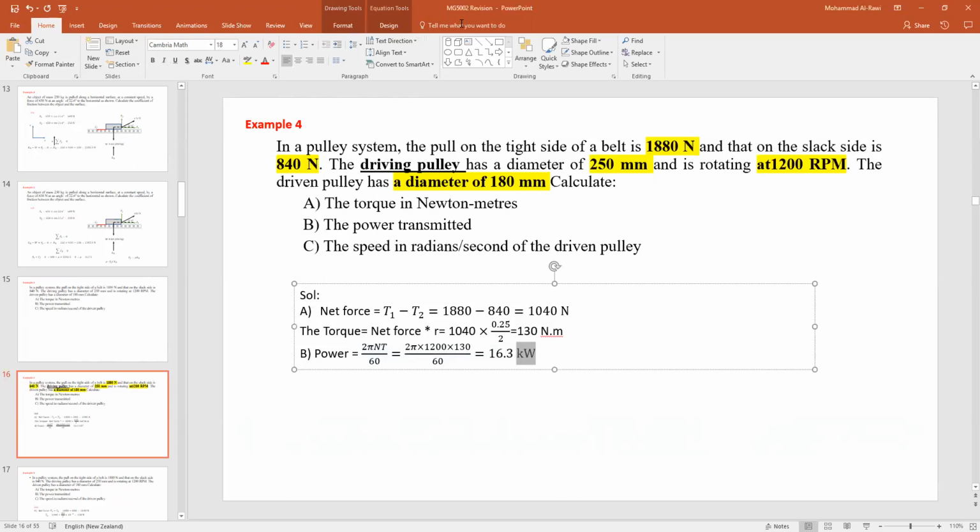I'll try to read comments now. Caleb asks, would we use the same Fnet to calculate torque on the other pulley? Yes, if that will help us find something different. But the question is, do you think they should have different torques or the same torque? That's where you really need to know, because the information given is that the pull on the tight side of the belt is that value, and the slack side is that value, and they have different diameters. So do we rely on the driving pulley or the driven one?